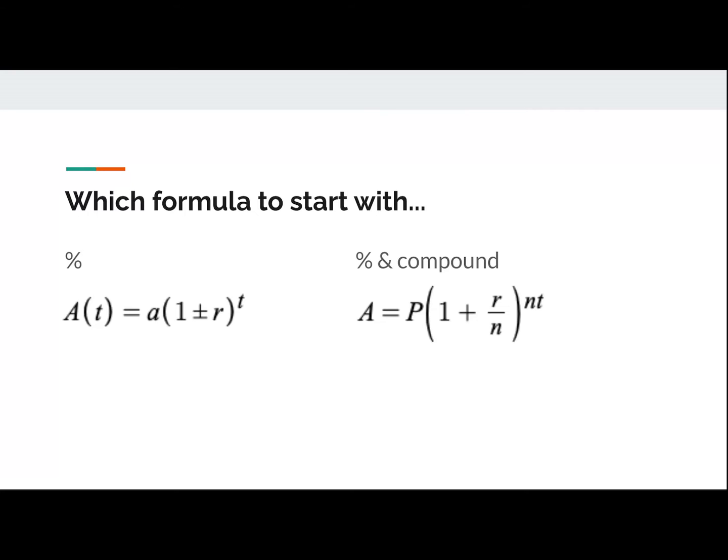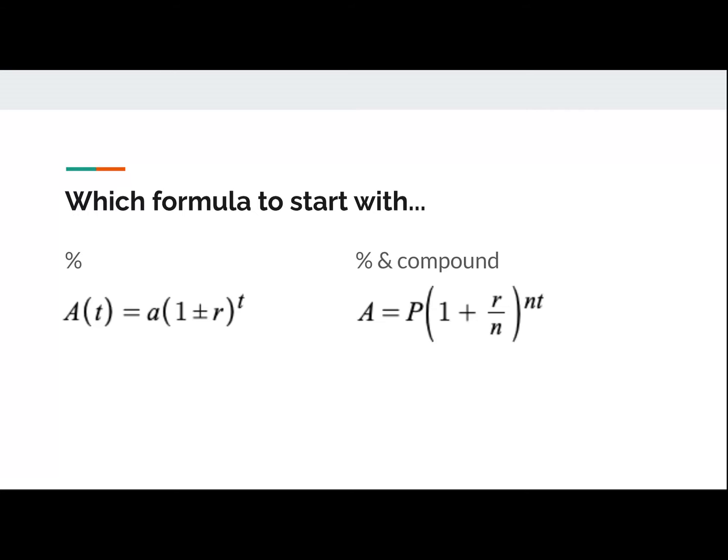Now, if you only see a percent and you don't see the word compound, you're using the one on the left. If you see the word compound as well as the percent sign, you're using the one on the right. We're going to go through both of these and some keywords to help you figure out what numbers to plug in where, as well as an example of each.